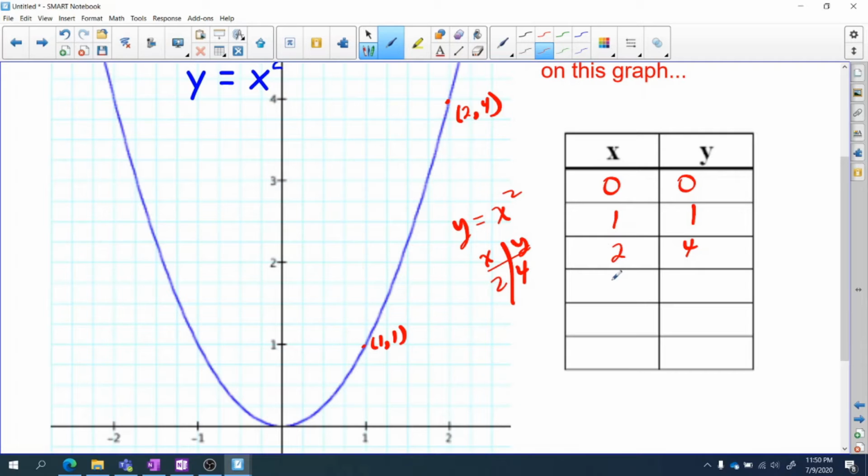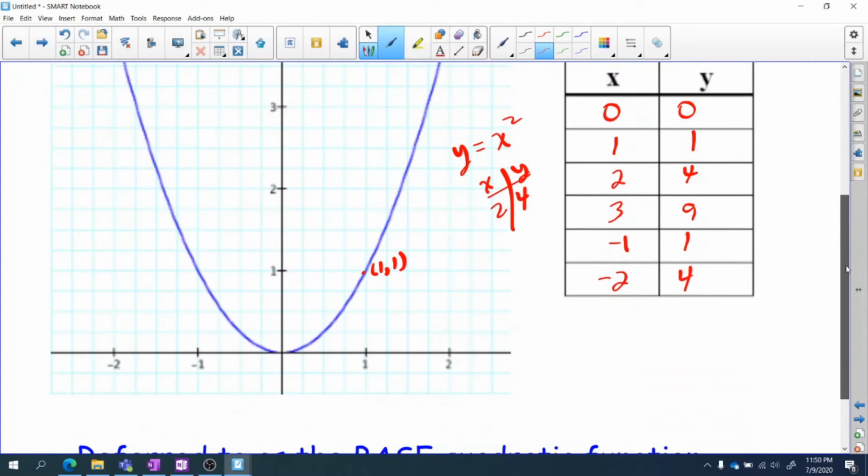Well, without you being able to see, what do you think it is for 3? Hopefully you're thinking, well, it's got to be 9. Yes, it is. If you go over this way, -1, well, if you put -1 in here and square it, you're still going to get 1. If you put -2 in here and square it, you're still going to get 4. So these are what we would refer to as our base points off of this basic parabola y equals x squared.